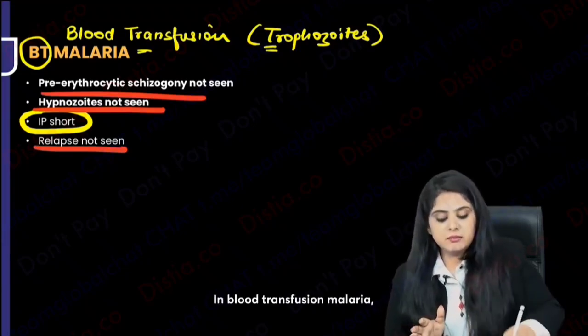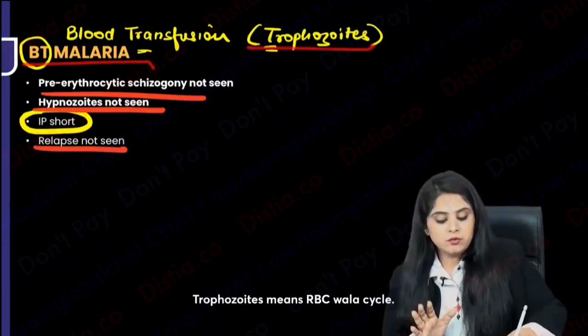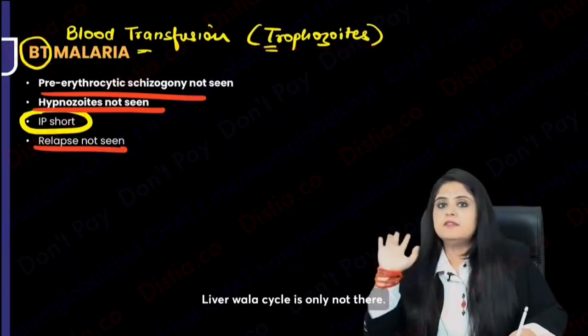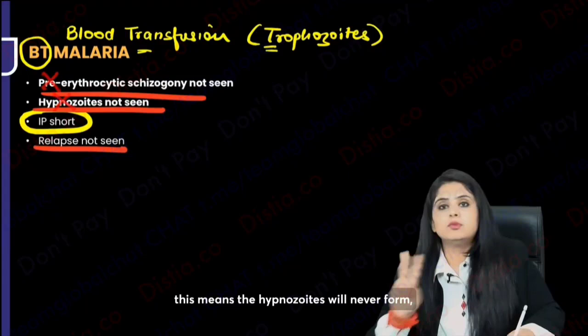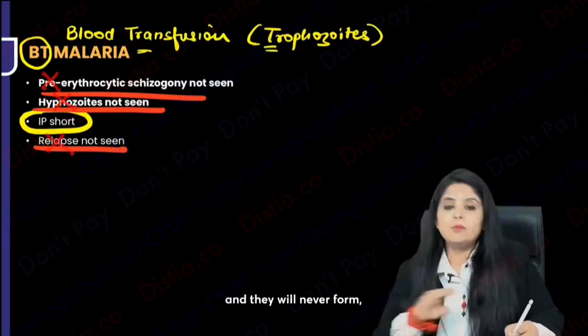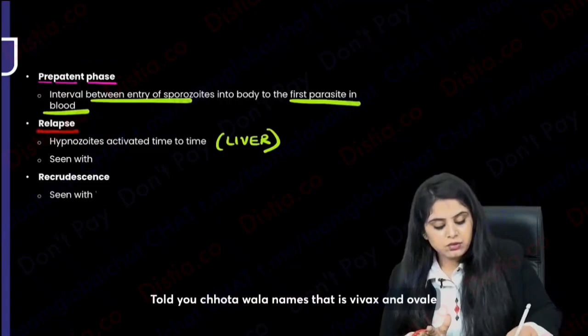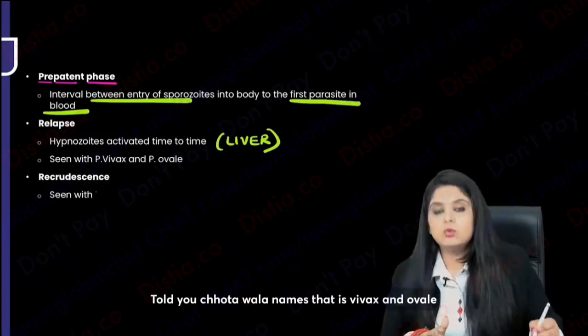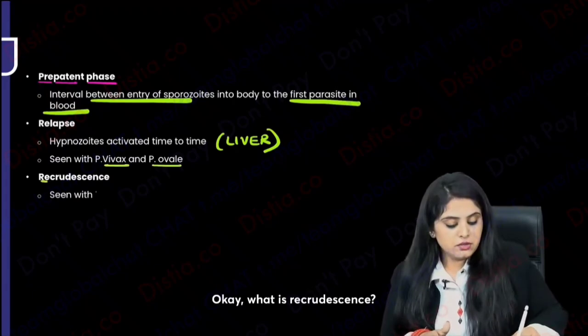So simple, in blood transfusion malaria, your direct cycle starts from trophozoites. Trophozoites means the RBC cycle. The liver cycle is only not there. When the liver cycle is not there, this means the hypnozoites will never form, and if they will never form, blood transfusion malaria will never have a relapse. Who will have a relapse? I told you the short-named ones, that is Vivax and Ovale, will have a relapse. Understood?